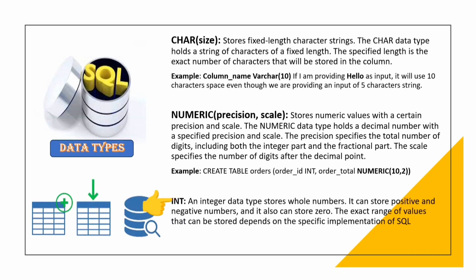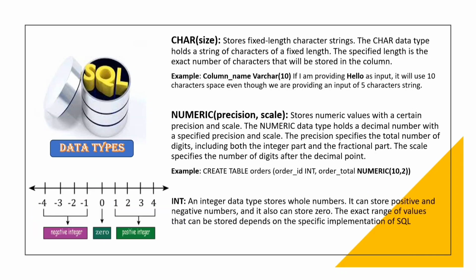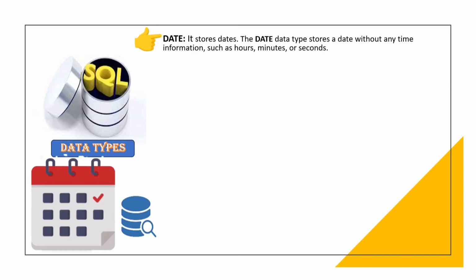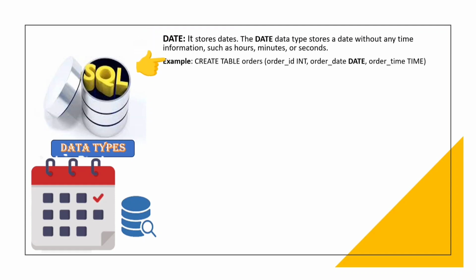The next comes integer. The integer data type stores whole numbers. It can store positive and negative numbers, and it can store 0 as well. So the next is the date data type. It stores a date without any time information such as hours, minutes or seconds. Syntax wise, to define a date data type will be order underscore date, and we need to provide date as the data type.